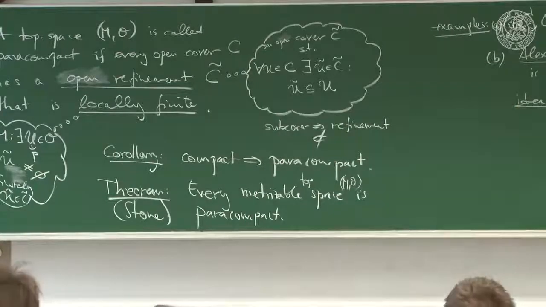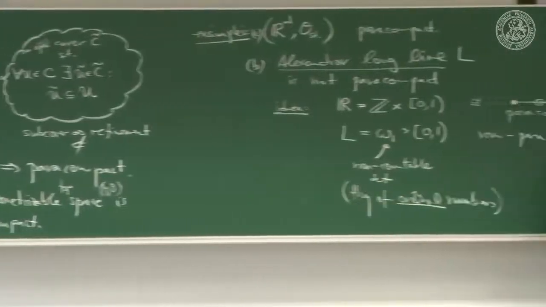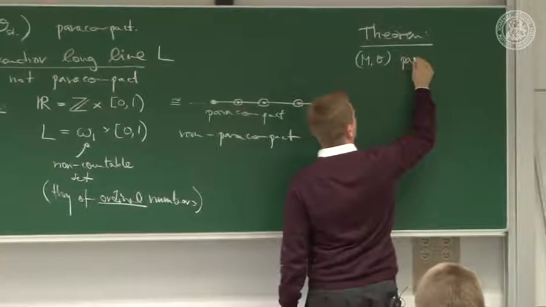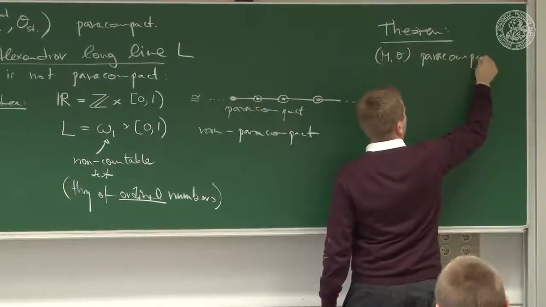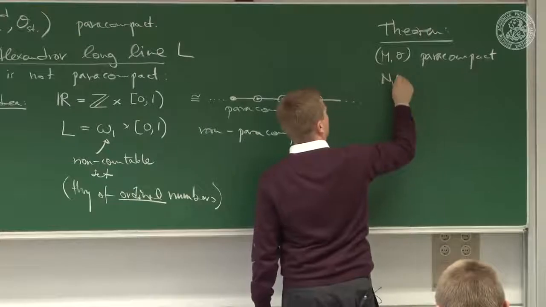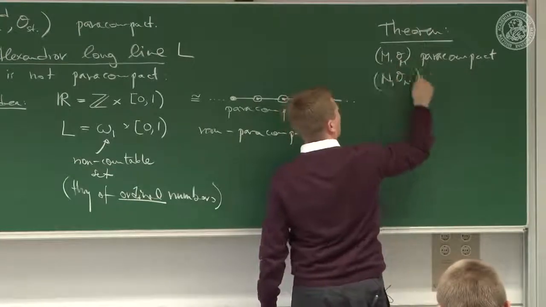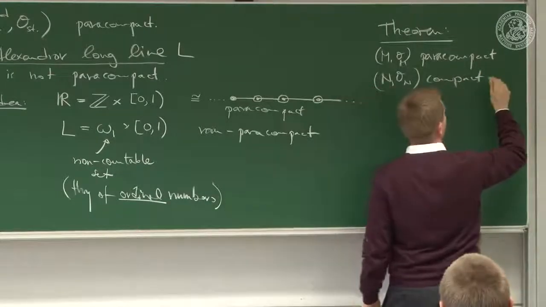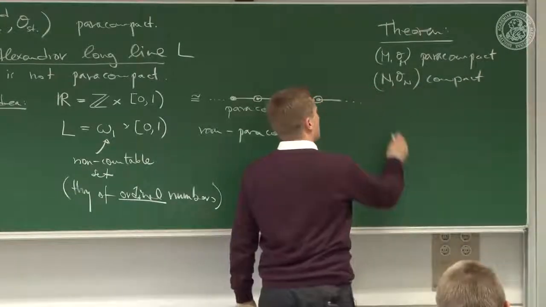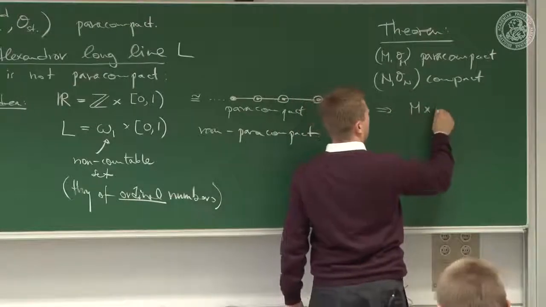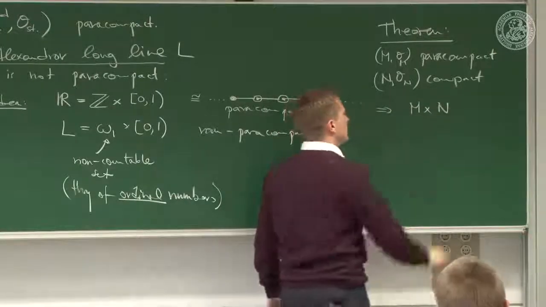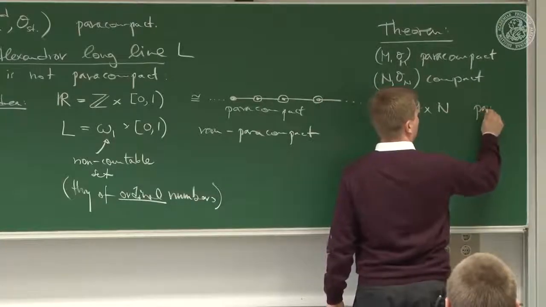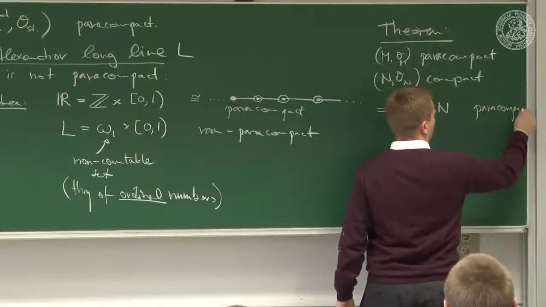So let me give you one more theorem. Let M, O be a paracompact topological space, and let N, O', be a compact, not paracompact, only compact, not only, even compact topological space. Then M Cartesian product N is again paracompact.